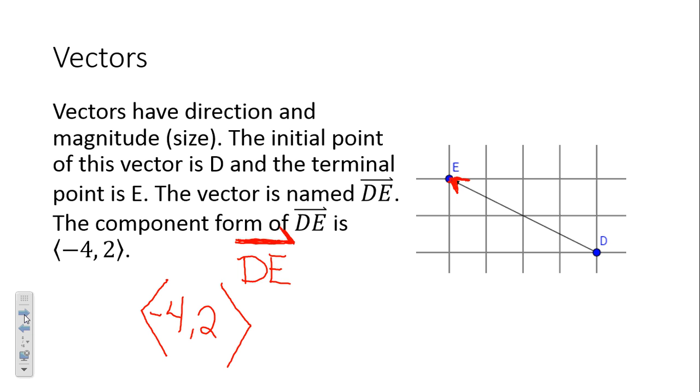Why -4, 2? Good. It's going which direction? What's -4? It's going left, -4, and up 2. So 4 units left, 2 units up, has a component form of -4, 2. Okay, everybody's got that? All right, next slide.